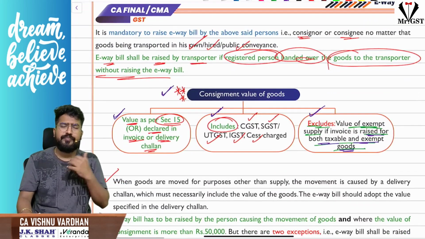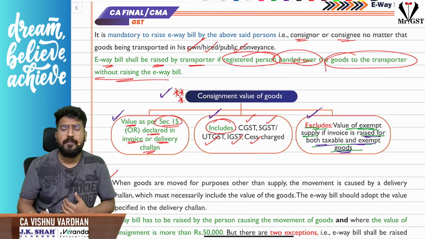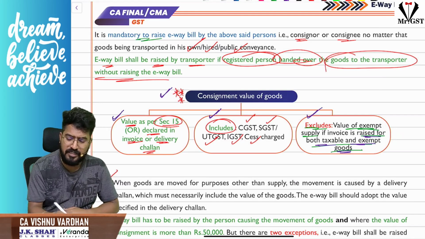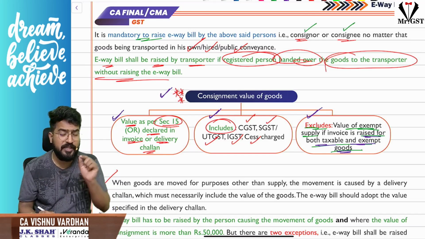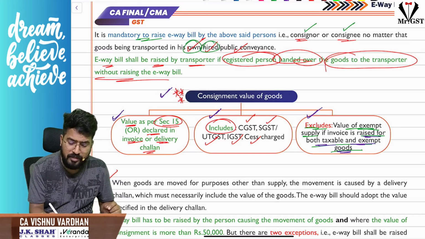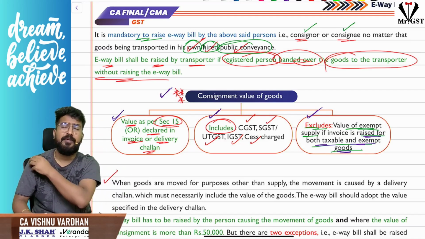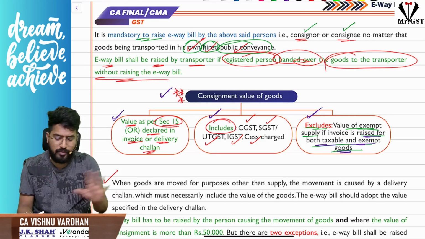Okay, so that is what the concept is all about. Now, sir, who should generate the E-Way bill? Sir, it is mandatory to generate an E-Way bill. It can be generated even by the consignor or consignee. No matter whether you are transporting in your own conveyance, hired conveyance, or public conveyance, that means you are taking it in your own car, or any public transportation, or any hired vehicle, in all these cases you should generate the E-Way bill. There is no exception here.